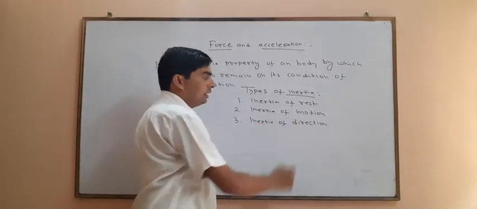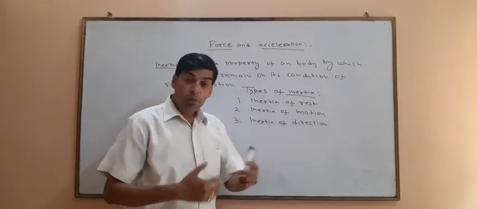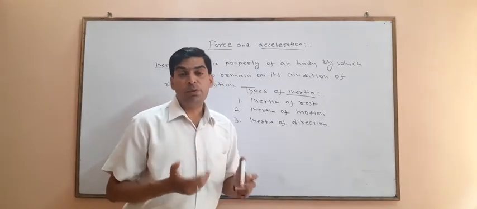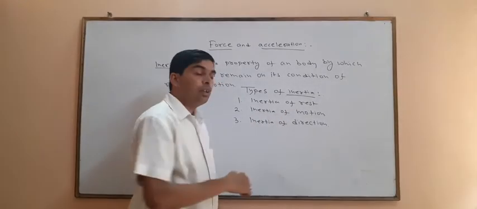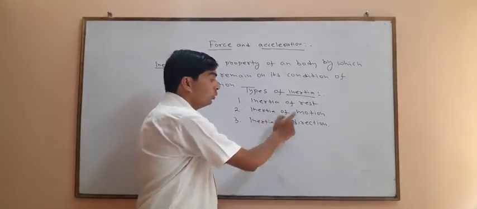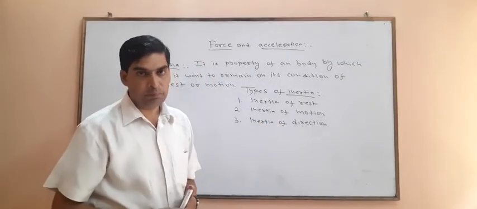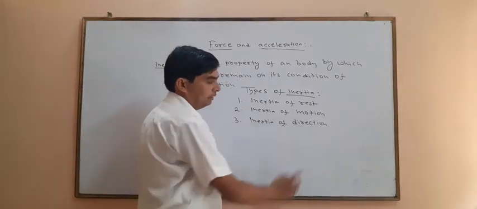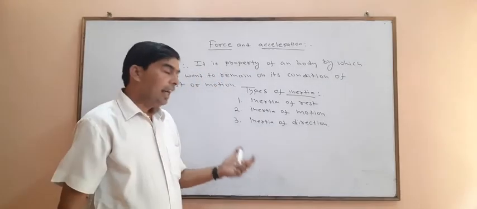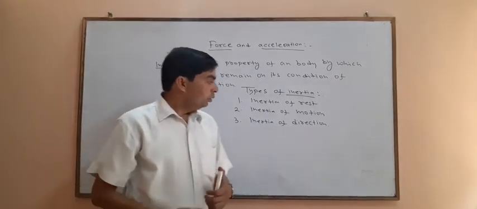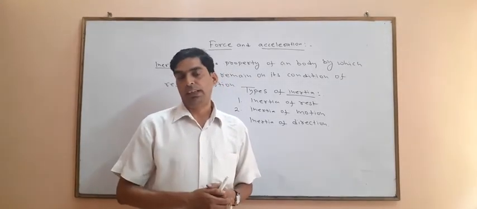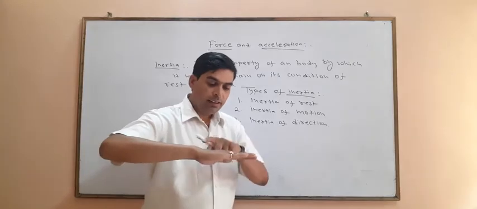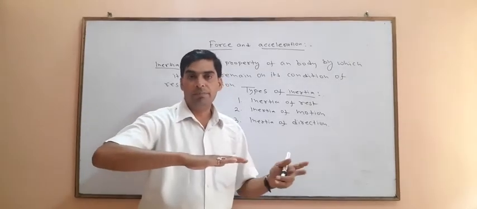Same like the celestial bodies, a body moving in a non-dissipative force area, that means no friction and no other forces, will remain in the condition of motion. That is due to its inertia of motion. Third is inertia of direction. According to that, during motion, a body wants to retain its direction of motion. That means in whichever direction it is propagating, the body wants to align with that.